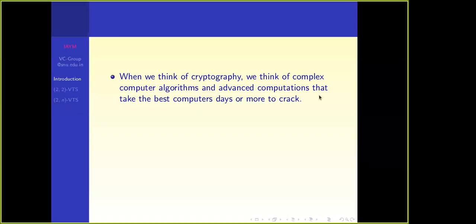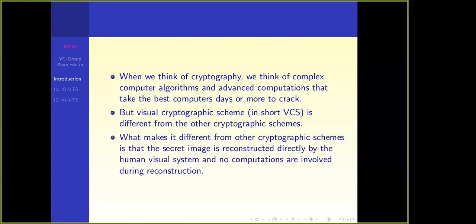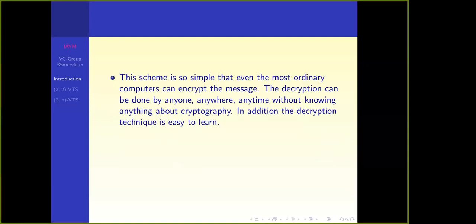When you think of cryptography, we think of complex computer algorithms and advanced computations. We already saw that. But visual cryptography schemes, VCS, are different from other cryptography schemes. What makes them different is that the secret image is reconstructed directly by the human visual system, and no computations are involved during the reconstruction. That is related to the visual crypto system, but the overall area is secret sharing. Visual cryptography is one part of it.